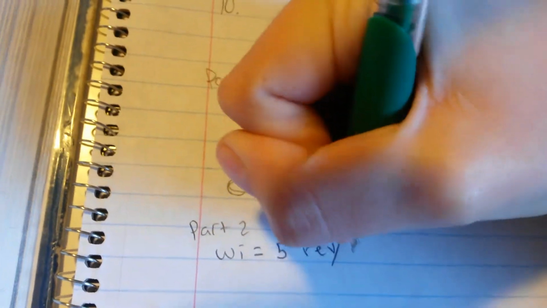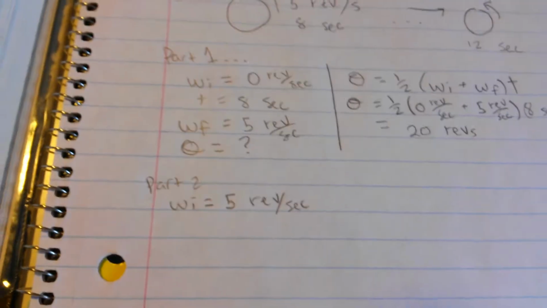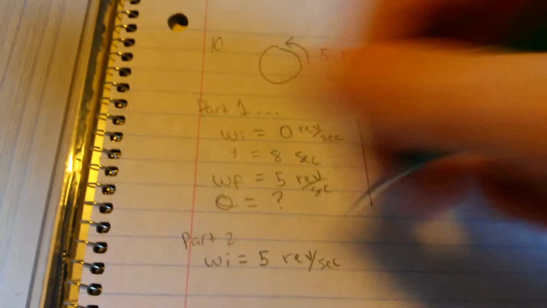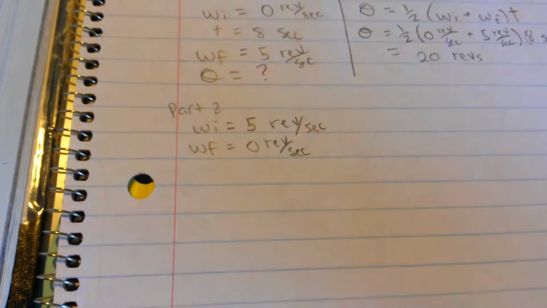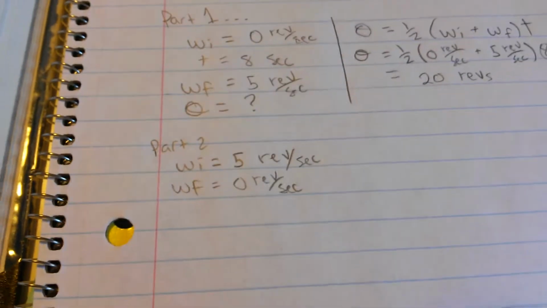So I'll call that part 2. Again, going to write down everything that I know. Angular velocity initial is 5 revolutions per second, since it's starting out at 5. And then the final one is going to be 0 revolutions per second, since we stop the washer, so velocity will be 0. Time is 12 seconds, and theta is what we're solving for.